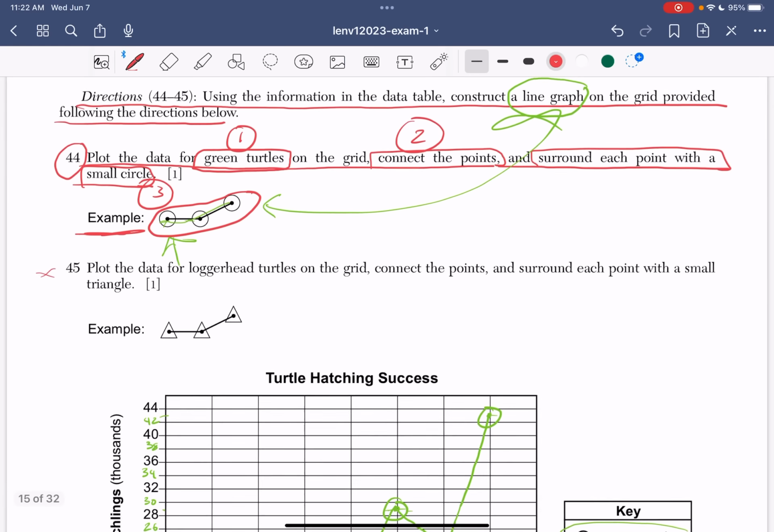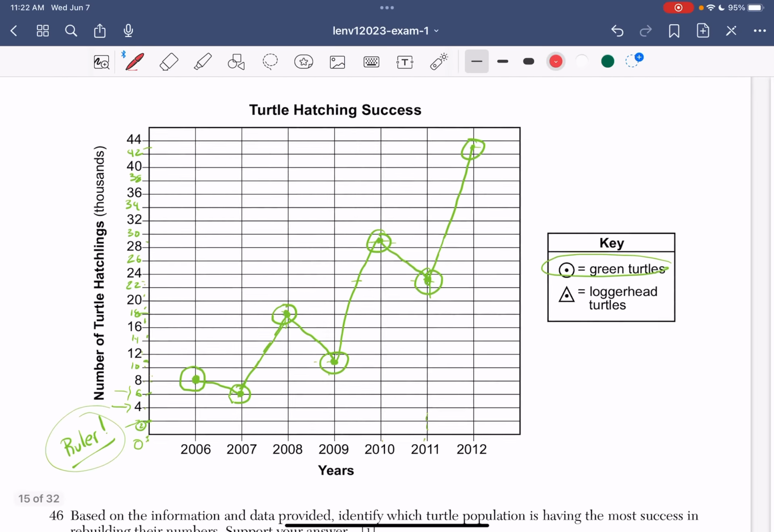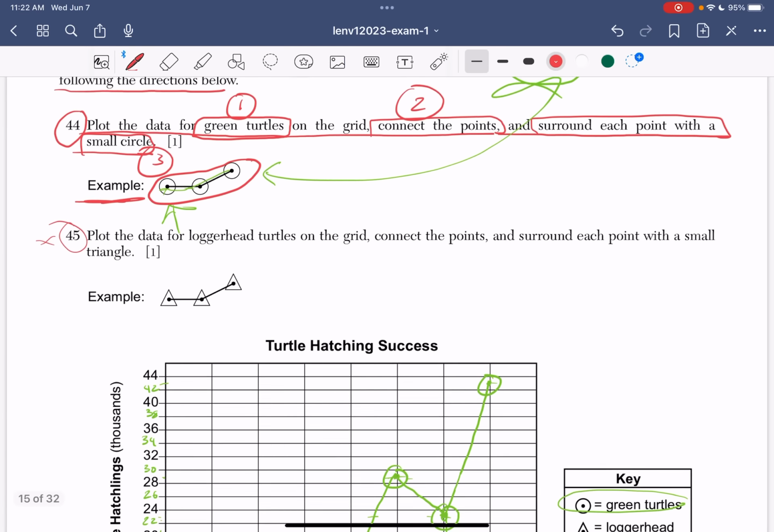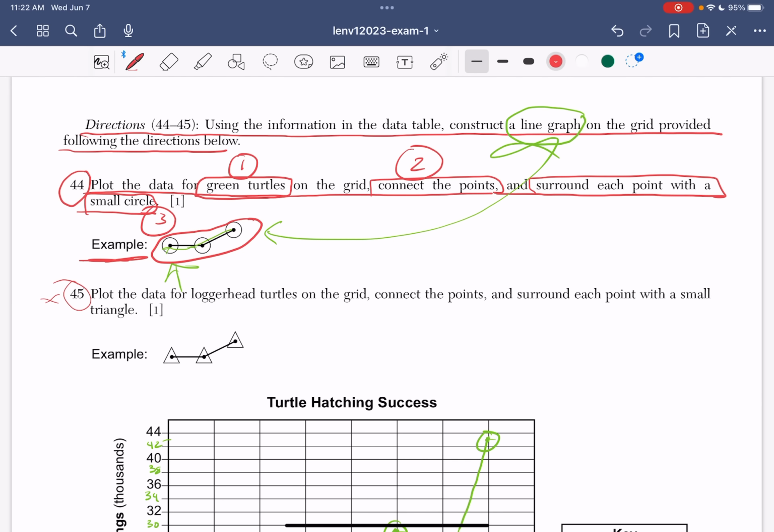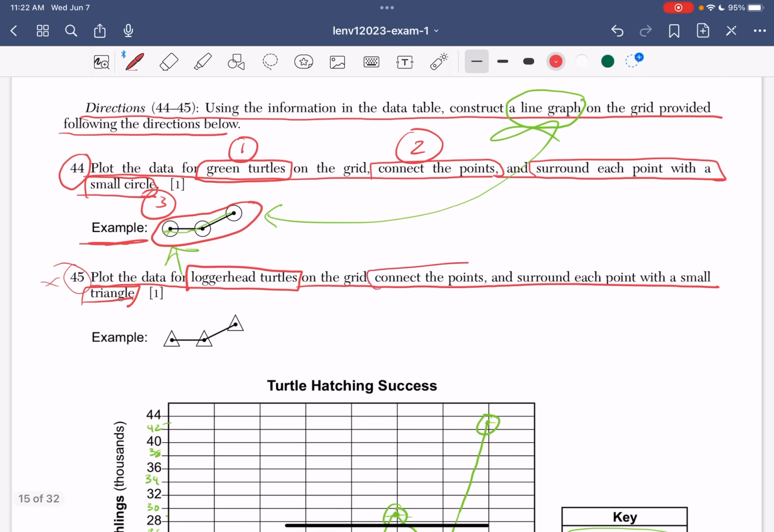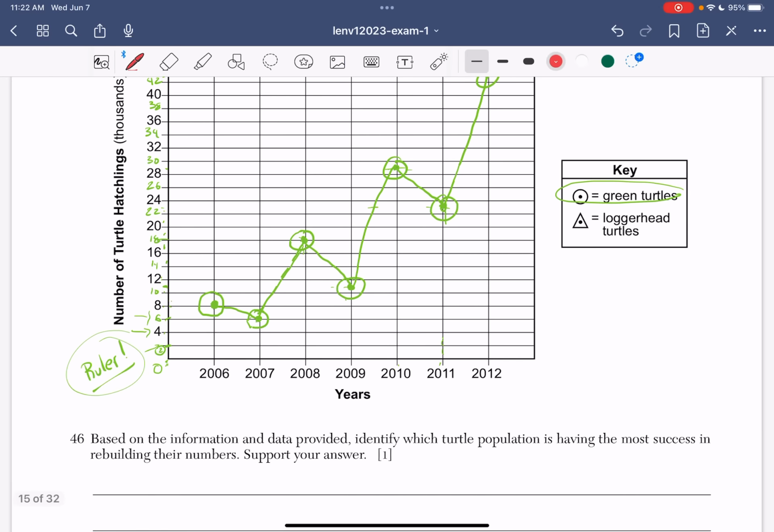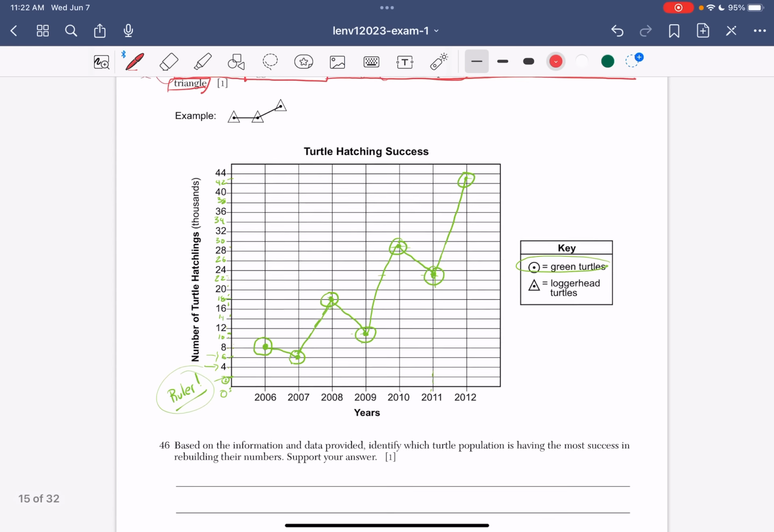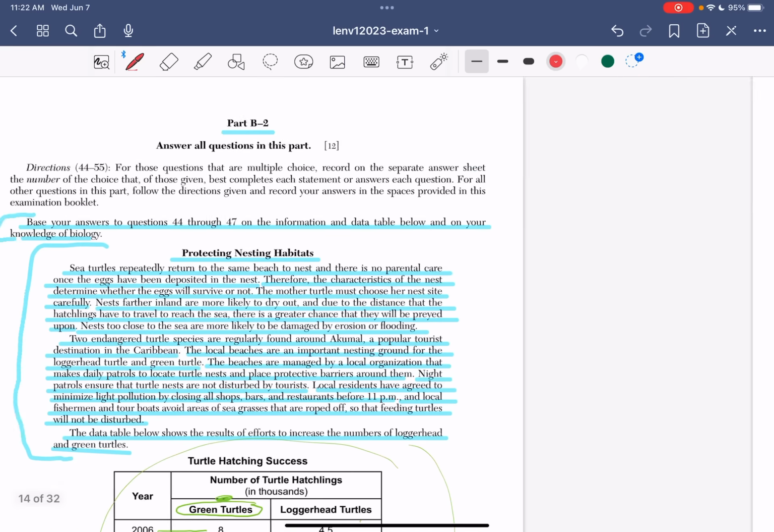Let's take a look at 45. Don't just jump into the next one and do the same old thing. We got to go back to the directions. Plot the data for loggerhead turtles. I'm going to annotate this on the grid. Connect the points and surround each point with a small triangle. Okay, I'm going to annotate triangle. And of course, we got to connect the points. Okay, so this one's going to go faster because I already explained everything that you should look out for.